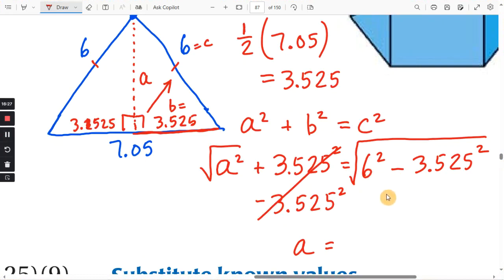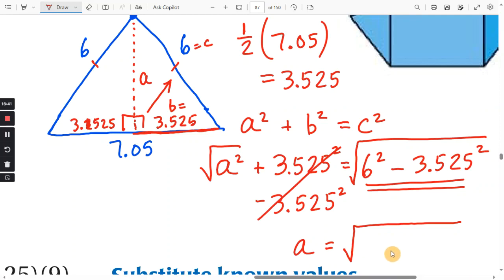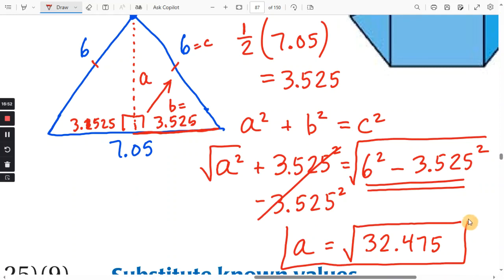So what I am going to do, I am going to leave the square root alone because I don't want to round off yet. I'm going to leave the square root alone and just do this part right here. 6 squared minus that. I get 32.475. All right, and that is simply because I don't want to round off just yet. All right, so that's going to be my apothem, and now we're almost all set.